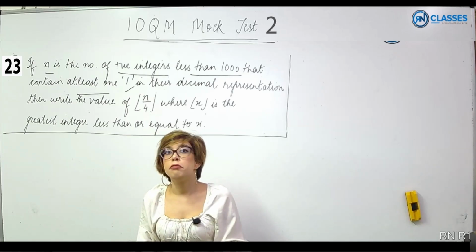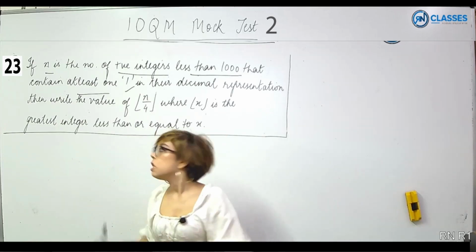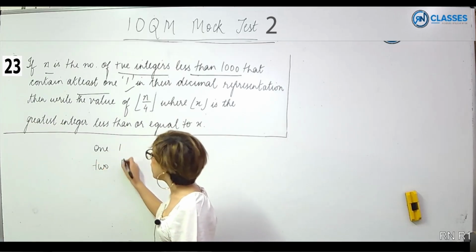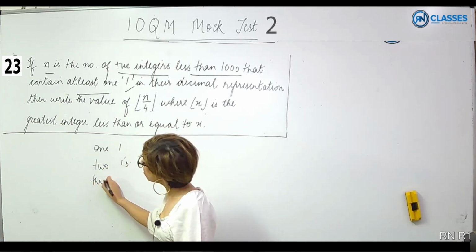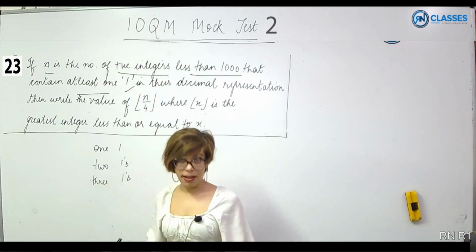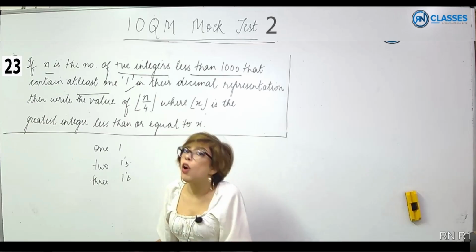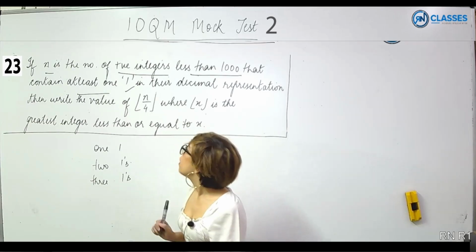So that means I can have maybe just one 1. Maybe I can have two 1s, right? Then I can have three 1s. Do you think I can have four 1s? No, I want less than 1000. So either I have a 1-digit number or a 2-digit number or a 3-digit number, right?